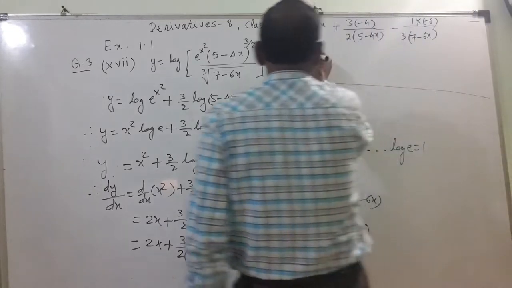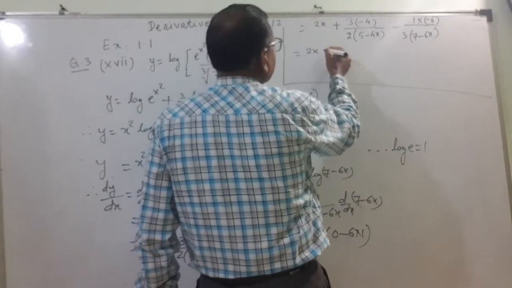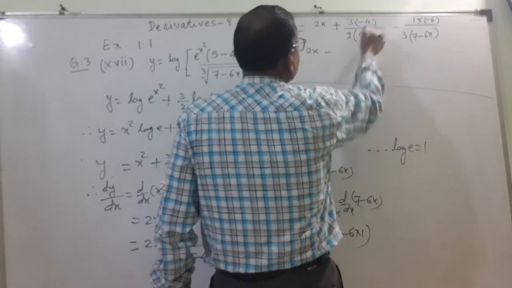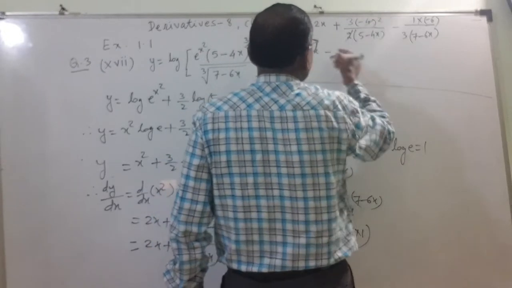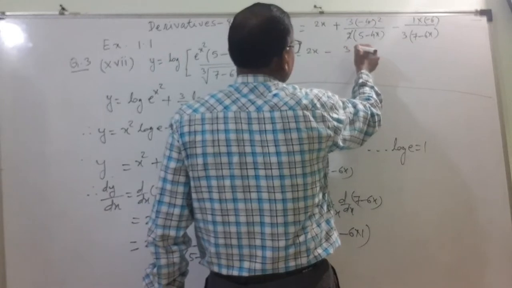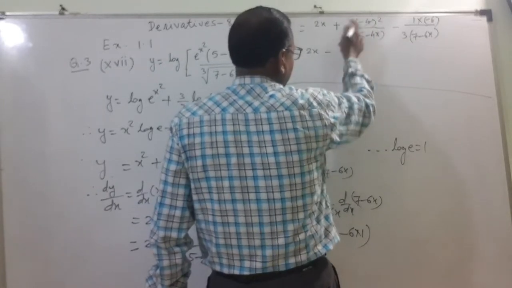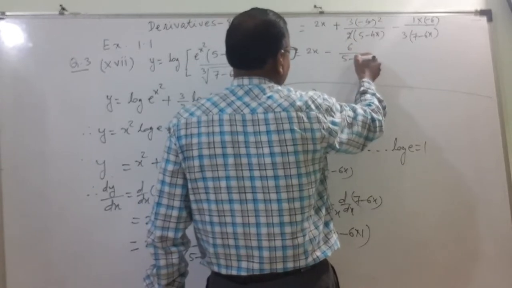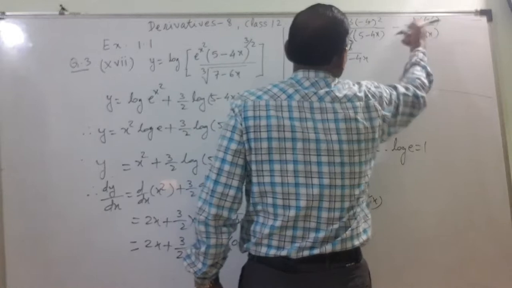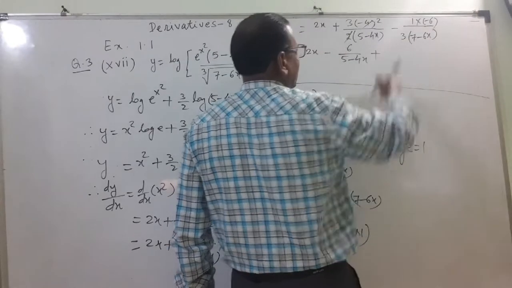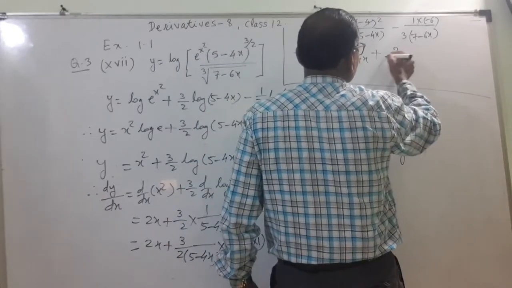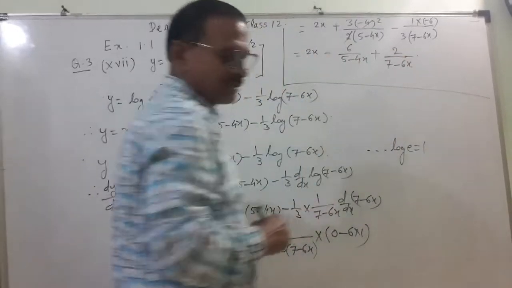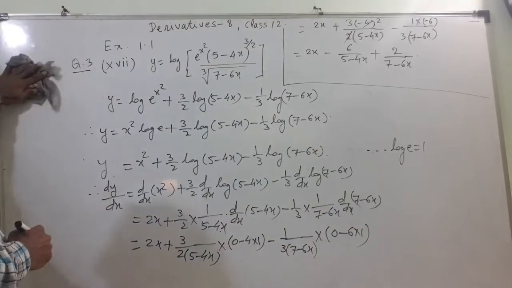Directly also you would have done. That is equal to 2x, this will become minus 2, the 2 cancels with the 4, this will become minus 3 into minus 2, this I have changed here, so 3 to the 6 upon 5 minus 4x. Now this minus and this minus will become plus. 3 to the 6 means 2 upon 7 minus 6x. Note these steps. It is comparatively a very easy sum.